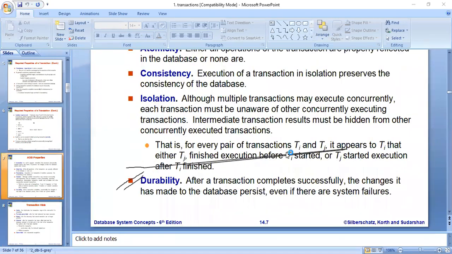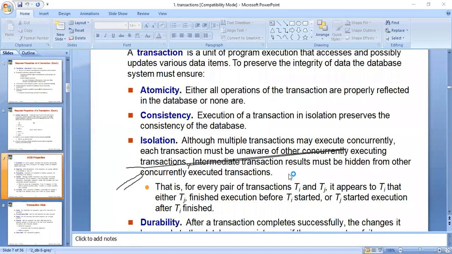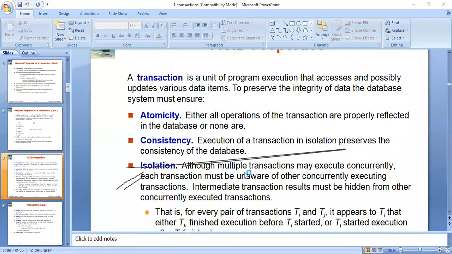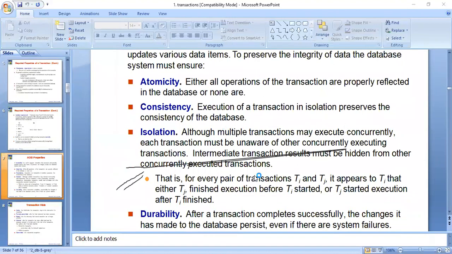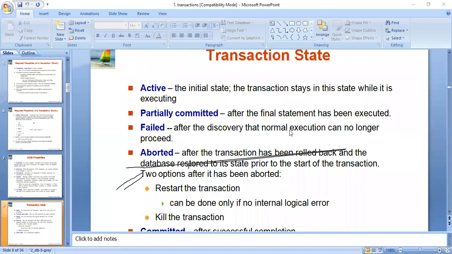Now let us see the transaction states. We have 5 transaction states: active state, partially committed state, failed state, aborted state, and committed state.